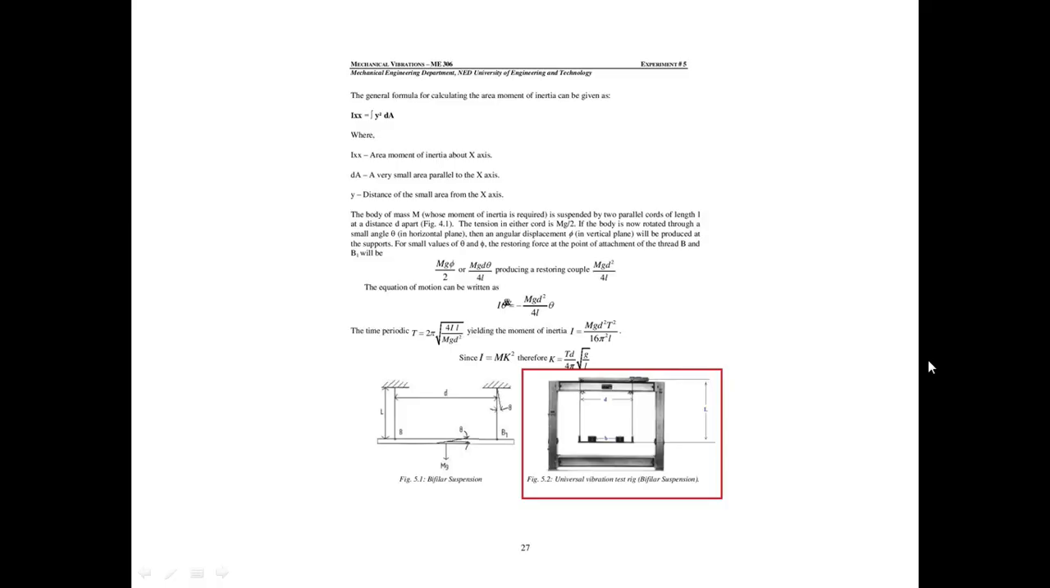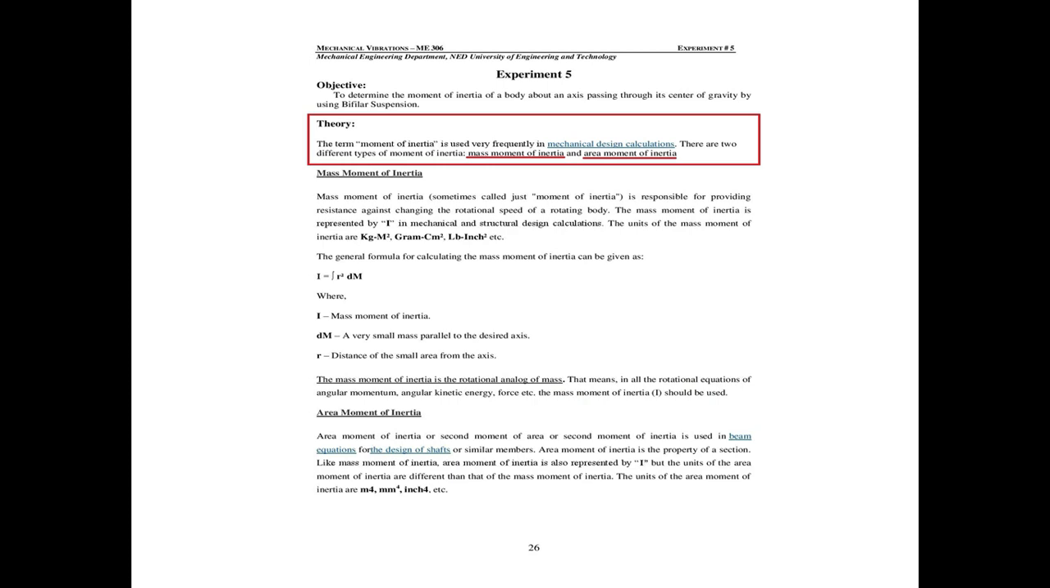and if we want to calculate the moment of inertia of any object, then we will place this object on the axis which is passing through the center of gravity of this rod, and the object's center of gravity and this rod's center of gravity will match with each other, and we can find the moment of inertia of that particular object by using this bifilar suspension equipment. So first we discuss a little bit of theory related to this experiment.